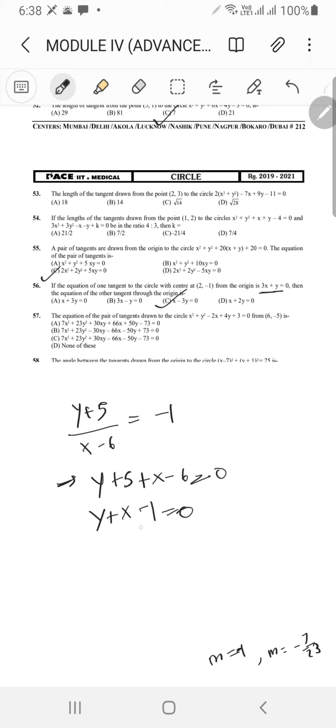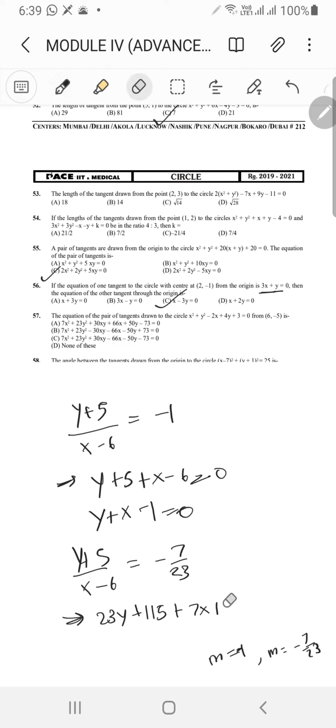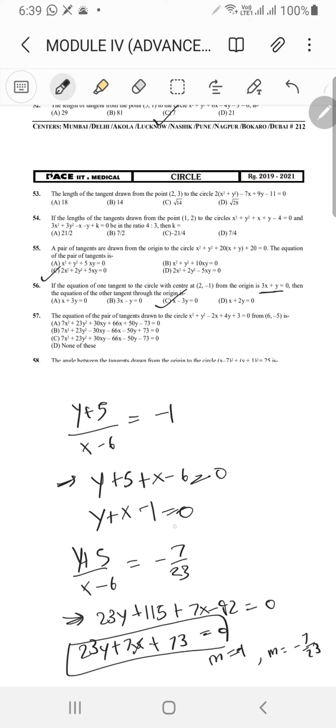Fine. And the other one is going to be (y plus 5) upon (x minus 6) equal to minus 7 upon 23, which means 23y plus 115 plus 7x minus 42 equals 0. So 23y plus 7x plus 73 equals 0. So that's the second one, and here's the first one.